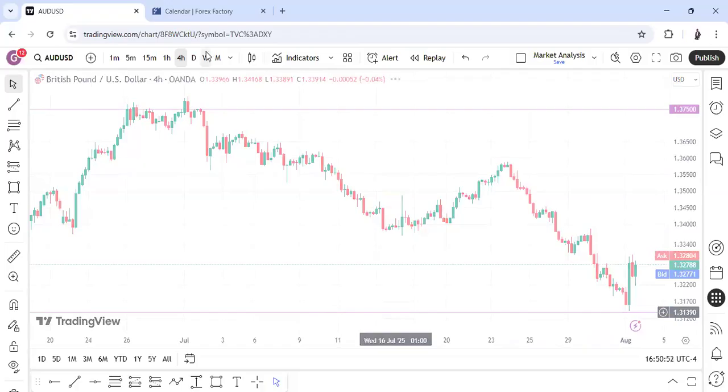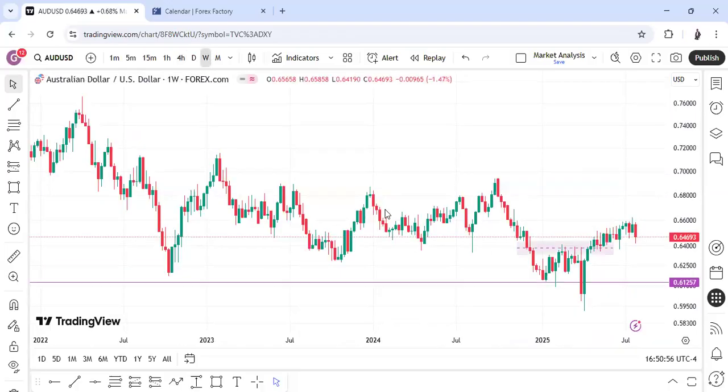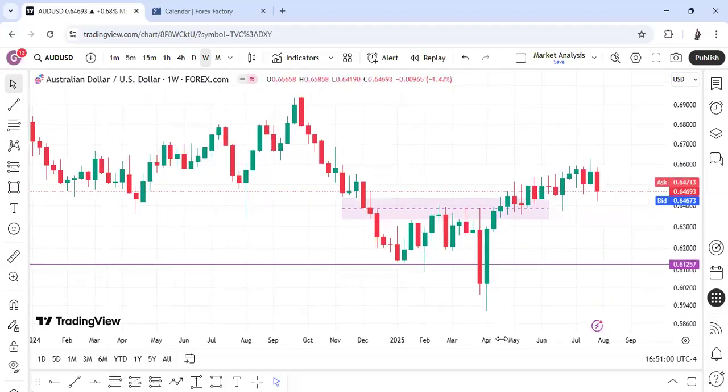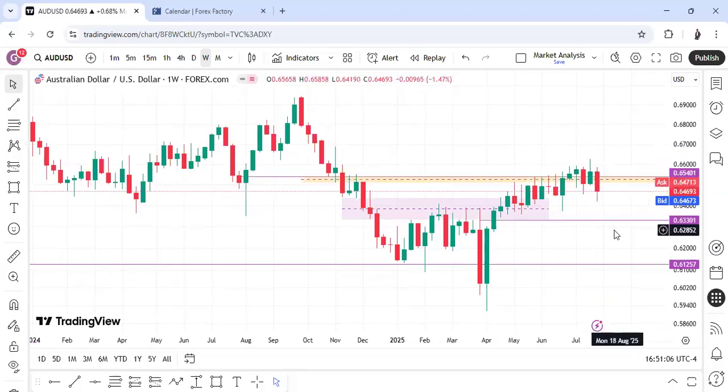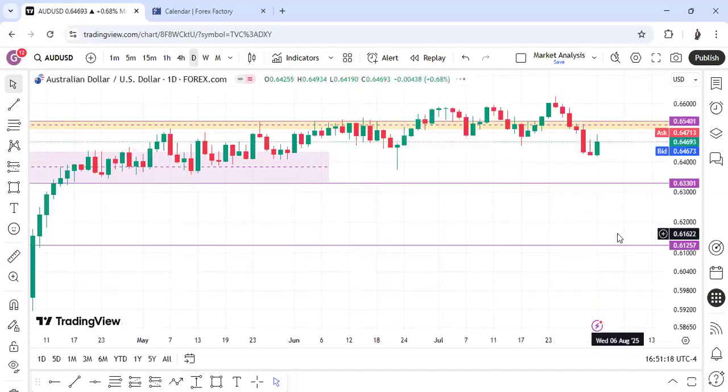Let's go to AUD USD. So AUD USD on the weekly time frame has had massive consolidation here. I'm still of the opinion that price is going to go lower. So let's see. It did that last week. I want to see it continuously go lower, attack this particular low here on the daily time frame.